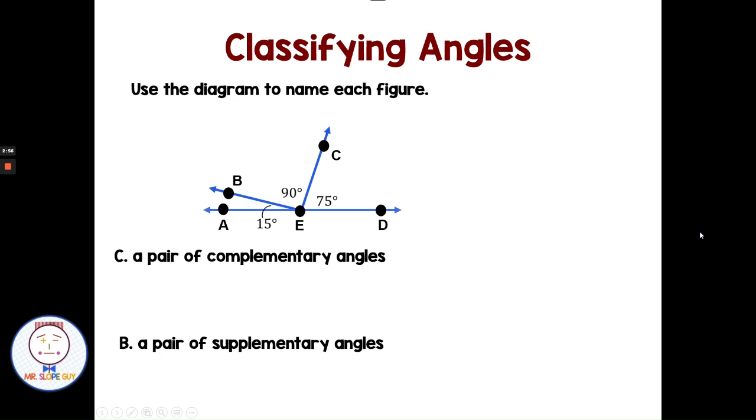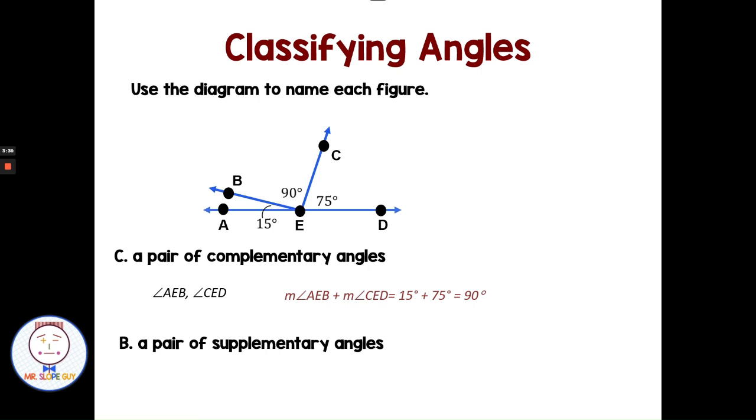How about a pair of complementary angles? Remember we said complementary angles were the two angles that together add up to 90. So I can't use just BEC, that is 90. I have to use two angles that together add up to 90. And I can see this angle here from A to E to B is 15 degrees. And from C to E to D is 75, and I can say that in either order. AEB is 15 degrees, CED is 75 degrees. Together those add up to 90 degrees because 15 plus 75 is 90.